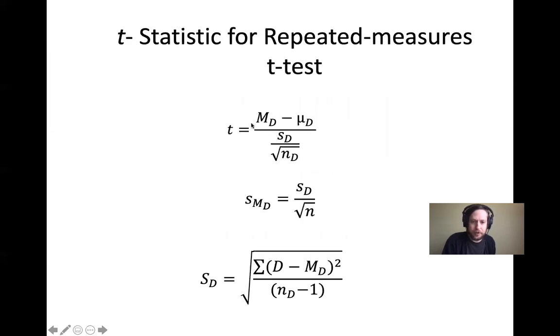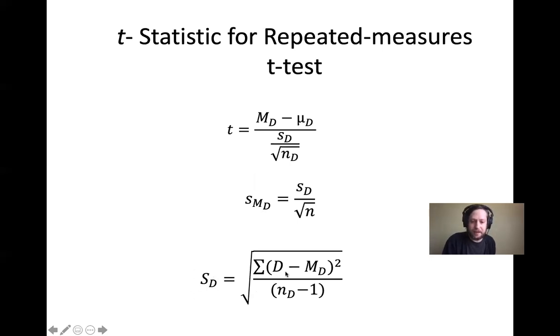This thing is 2. This thing is 0. So we already know that our numerator is going to be the number 2. We still have to calculate our denominator, though. That is, we still have to calculate the estimated standard error, which is this whole thing. In order to calculate the estimated standard error, we have to first calculate the standard deviation of the difference scores.